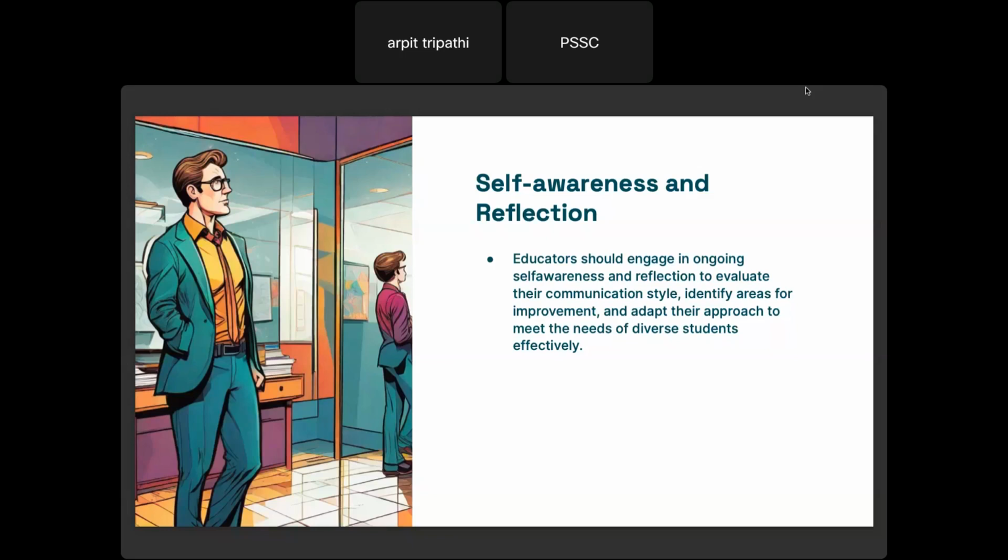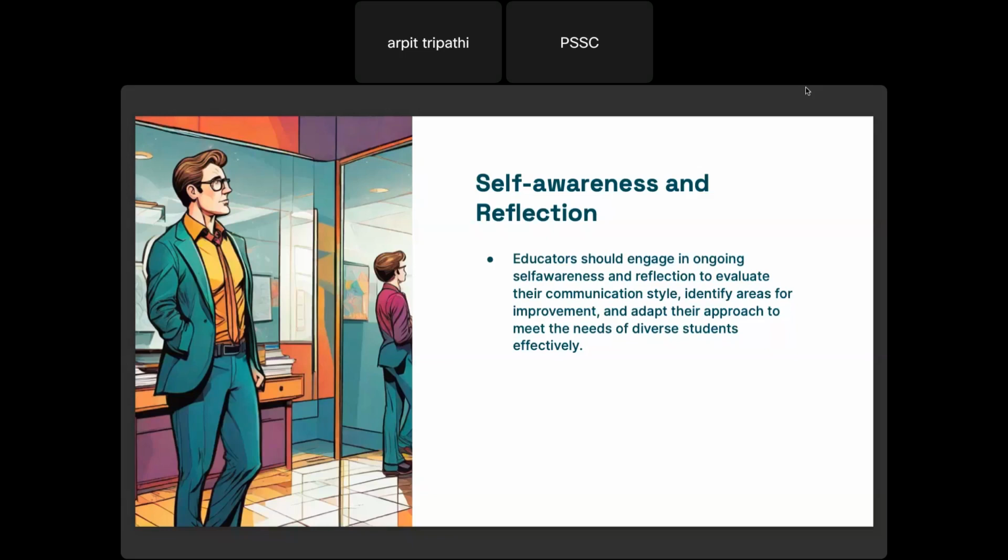Why are they important? The very first thing is that it can help you with improved teaching practices. Self awareness allows you as an educator to recognize your strengths, your weaknesses, and areas for improvement in your teaching practices.